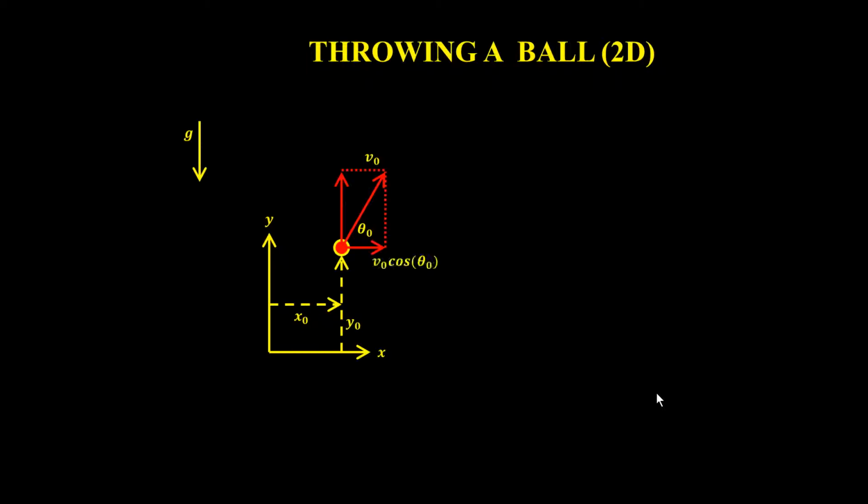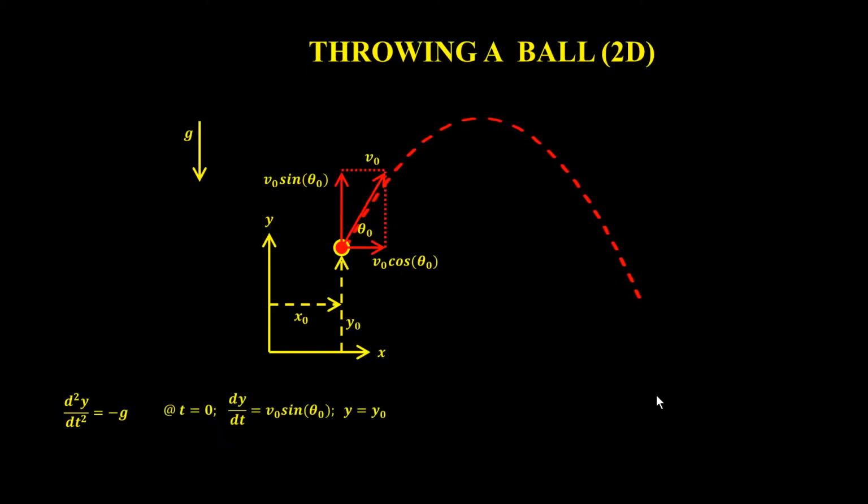Throwing a ball. We start with gravity and an xy coordinate system with our ball at position x0, y0, and we're throwing it at an initial velocity of v0 at an angle theta. And then we have our xy components. So our second derivative of y is negative g, which is acceleration. And we know that at time equals 0, the first derivative equals v0 sine theta, and y equals y0.